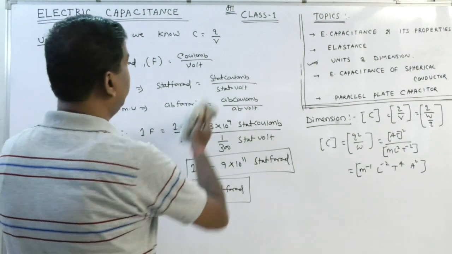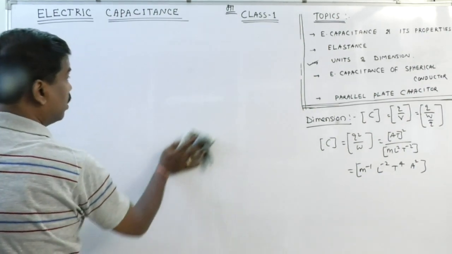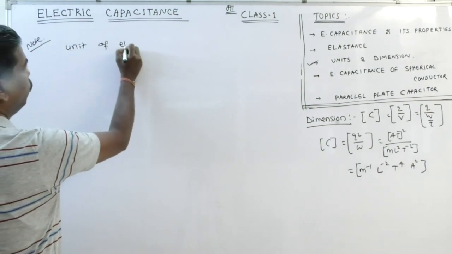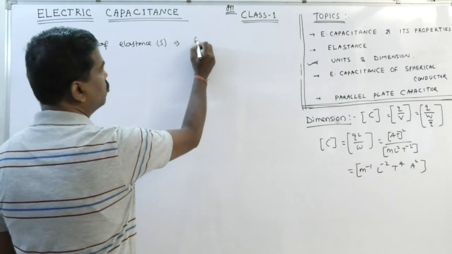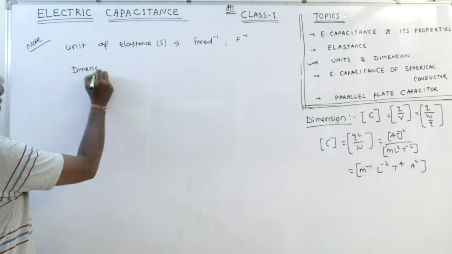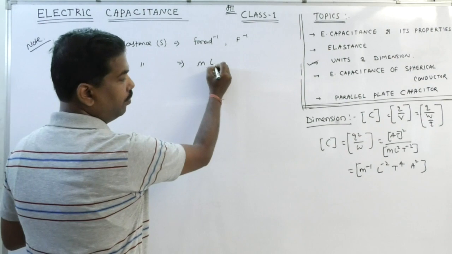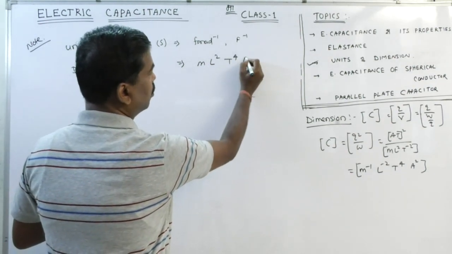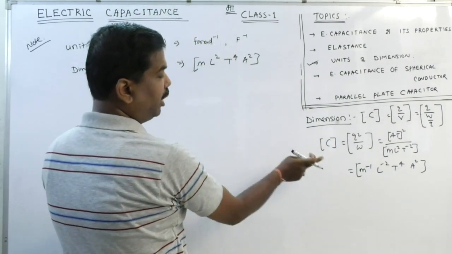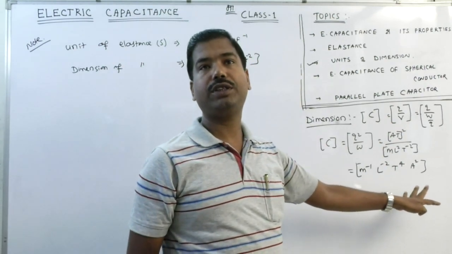Now, a question arises, what is the dimension of elastance? Note, the unit of elastance is farad inverse. Again, the dimension of elastance is the reciprocal of this: M L square T minus 4 A minus 2. Clear? Because capacitance is this, it's a reciprocal. Reciprocal means M minus 1 becomes plus 1, L minus 2 becomes plus 2, T 4 becomes T minus 4, A square becomes A minus 2. Okay, this is the reciprocal of capacitance. Clear?